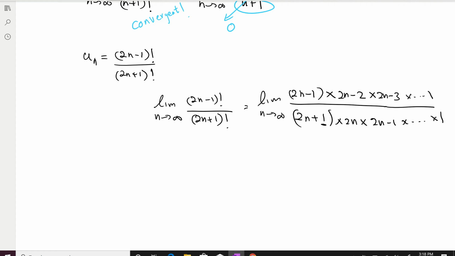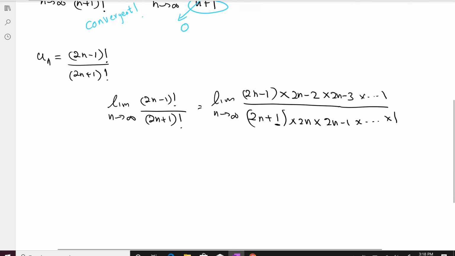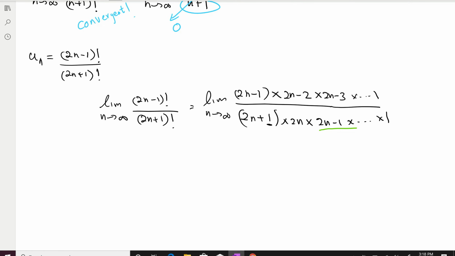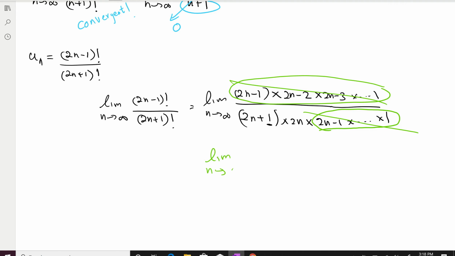Okay. Now what do you cancel? You can see in the denominator you have 2n minus 1, and starting from there going backwards all the way down to 1. And in the numerator also, that's exactly what you have. You start from 2n minus 1 and you go all the way back down to 1. So you will cancel out this entire section, and what you're left with is 1 over 2n plus 1 times 2n in the denominator.